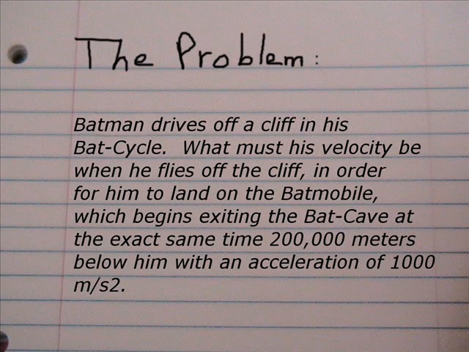Batman drives off a cliff in his Batcycle. What must his velocity be when he flies off the cliff in order for him to land on the Batmobile, which begins exiting the Batcave at the exact same time, 200,000 meters below him, with an acceleration of 1,000 meters per second squared?